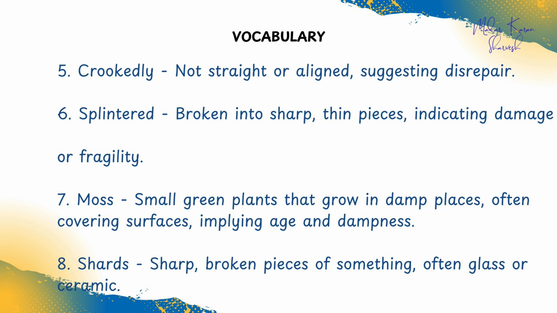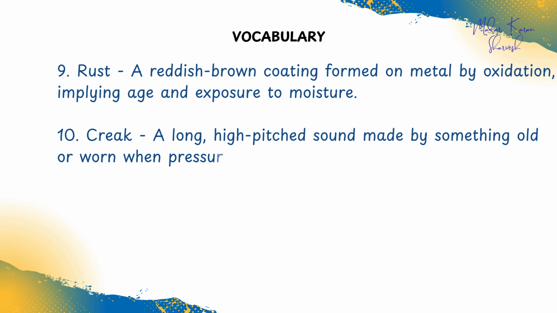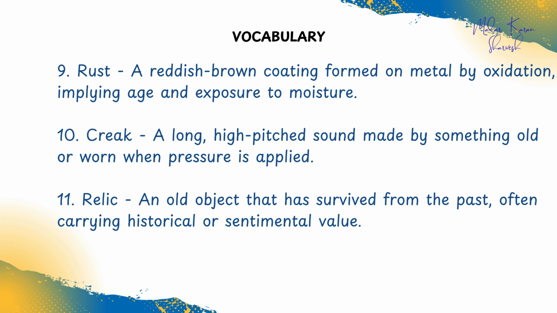8. Shards: sharp, broken pieces of something, often glass or ceramic. 9. Rust: a reddish-brown coating formed on metal by oxidation, implying age and exposure to moisture. 10. Creak: a long, high-pitched sound made by something old or worn when pressure is applied. 11. Relic: an old object that has survived from the past, often carrying historical or sentimental value.